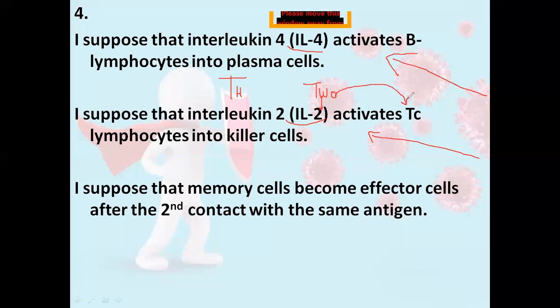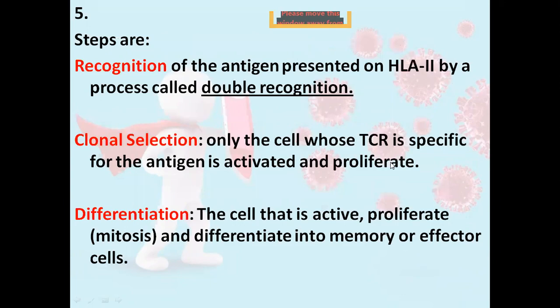So whenever we have interleukin 2, we have activation of T cytotoxic cells, TC cells, into killer cells. So it's specific cell-mediated. While when we have interleukin 4, B lymphocytes become plasma cells for a specific humoral immune response. That's why I said the T helpers have an important role in determining whether the immune response is specific humoral or specific cell-mediated. However, the memory cells become effector cells upon the second contact. This is what we called the secondary immune response. If you remember, primary immune response and secondary immune response.